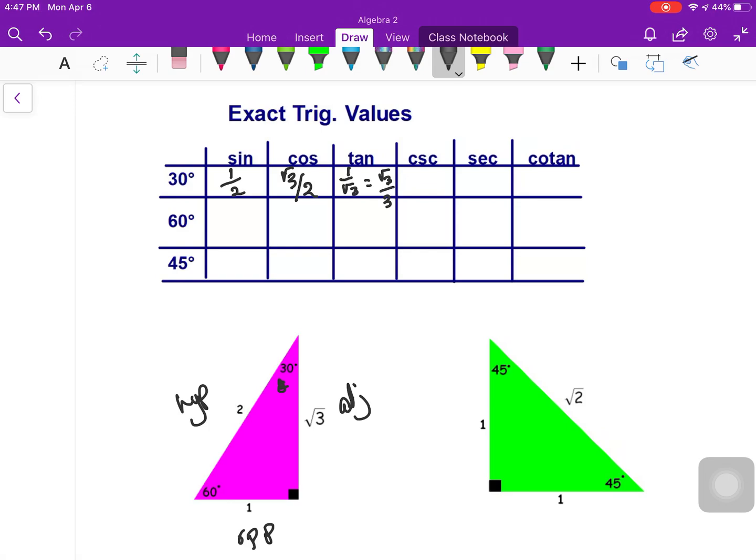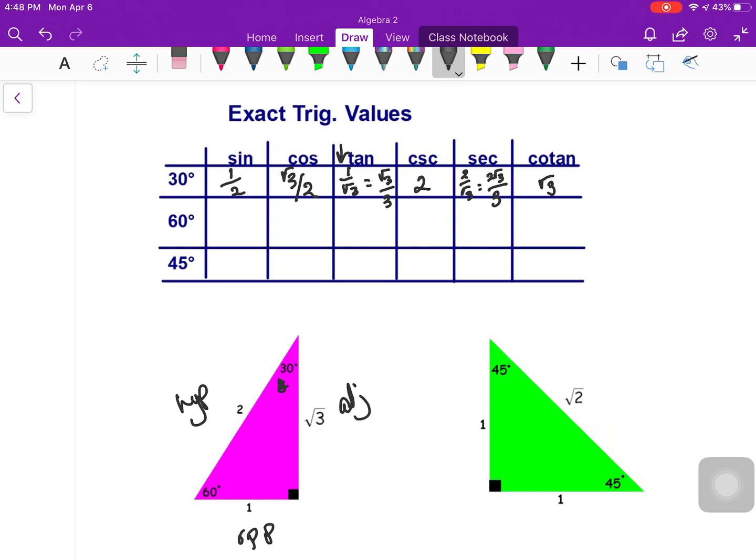So cosecant is the reciprocal of sine. So when I flip those, I get 2 over 1, which is 2. Secant is the reciprocal of cosine. So I get 2 over square root 3, which when I multiply by square root 3, I get 2 square root 3 over 3. And cotangent is the reciprocal of tangent. So I'm going to reciprocal that, and I get square root 3 over 1, which is square root 3.